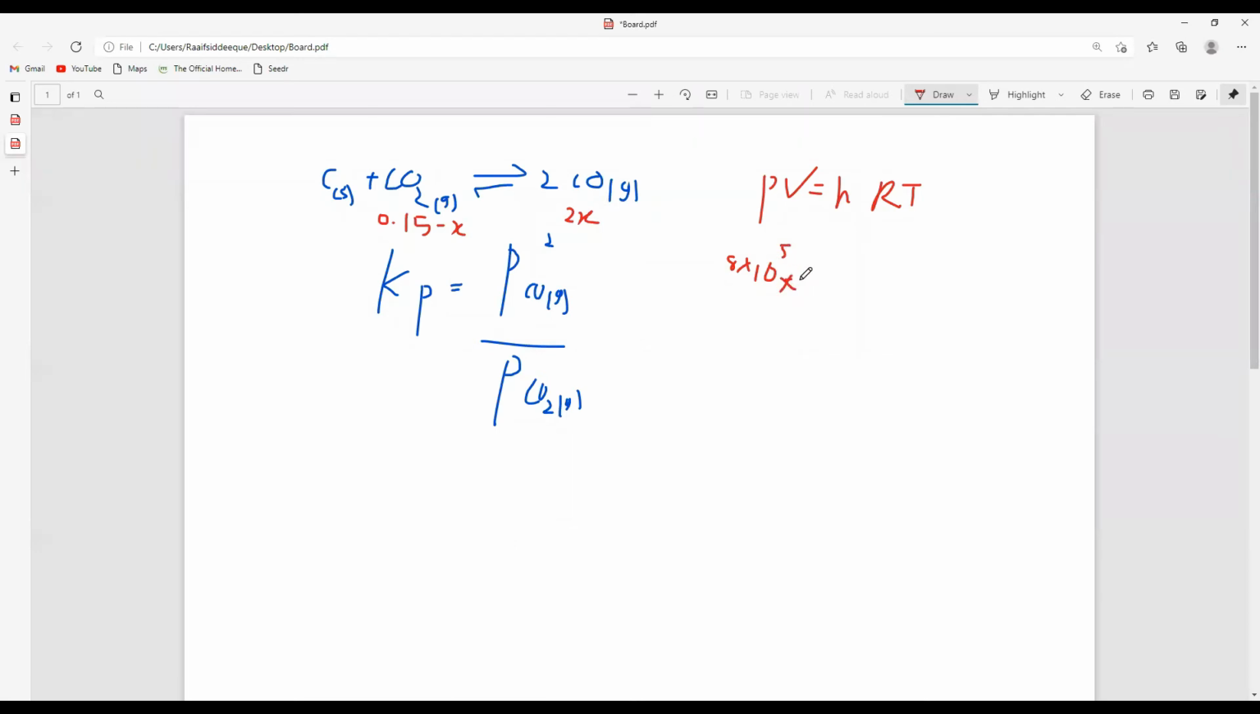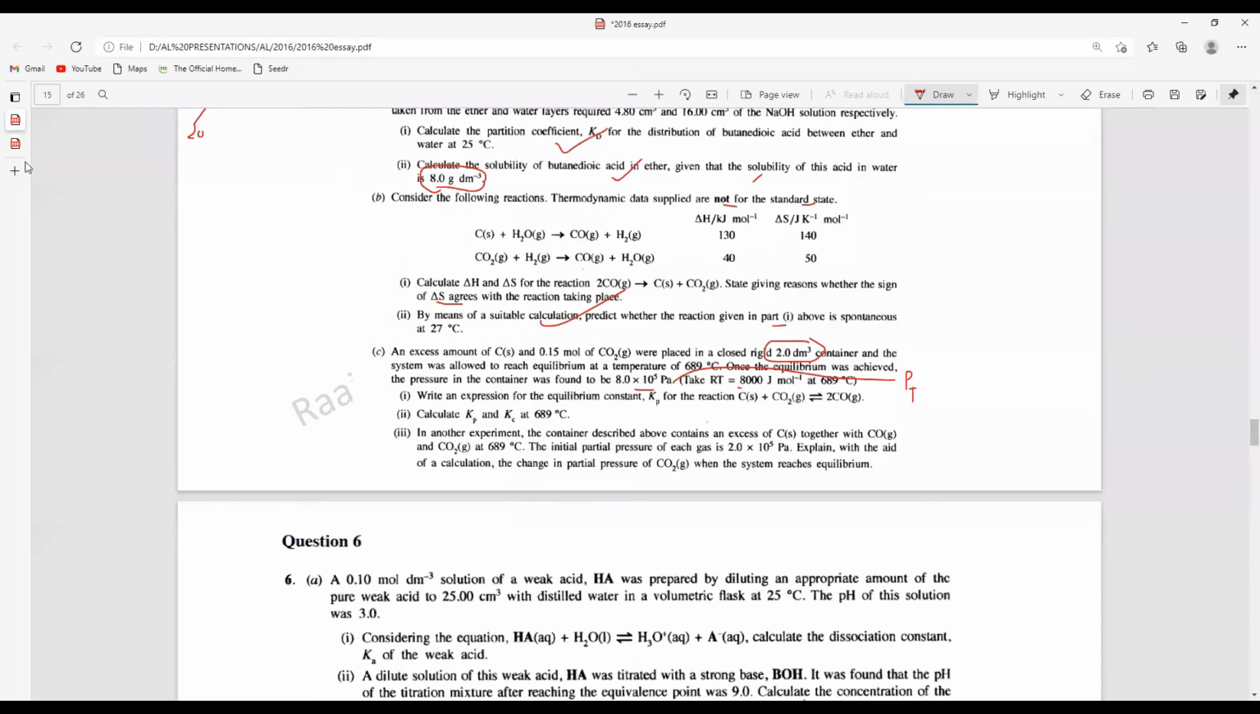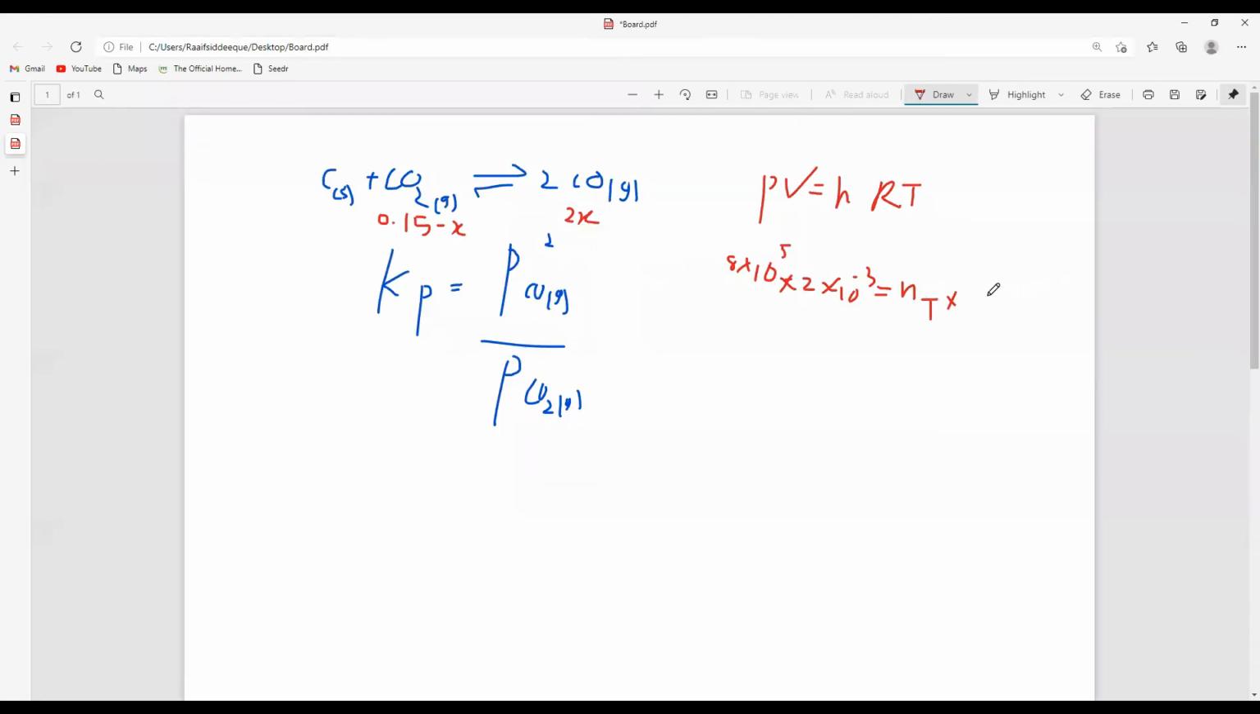Volume is given as 2 decimeter cubed, so I have to put that in meter cubed. And nT at equilibrium, you have to find, because if you know nT, you can find x here, and you can count the remaining amount of carbon dioxide and CO that is formed. So RT, they have given, take that as 8000 joules.